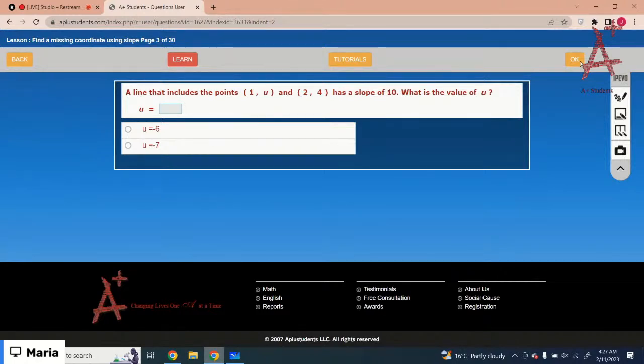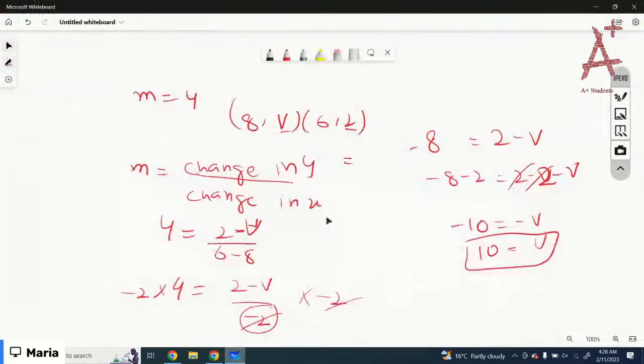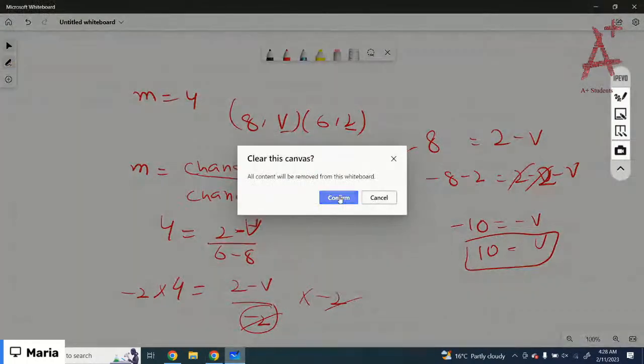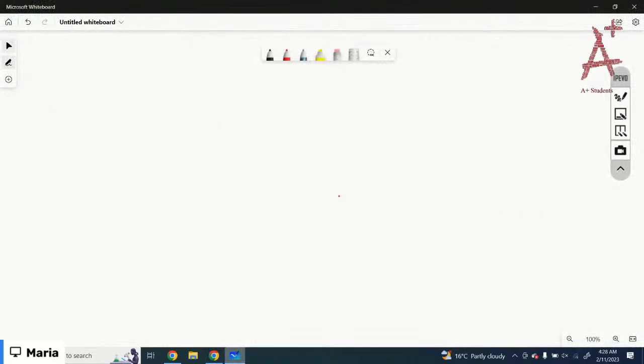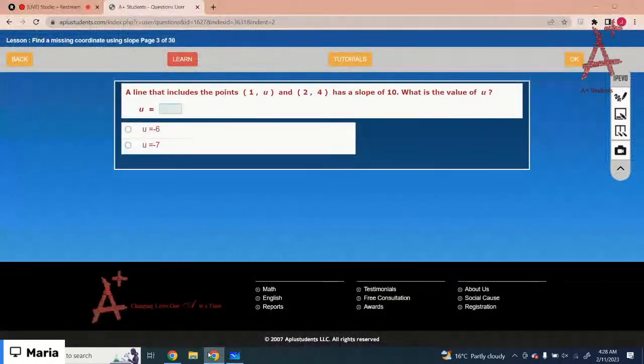A line that includes the point 1, u and 2, 4 has a slope of 10. What is the value of u? Okay, the points are 1, u and 2, 4. Okay, let me just write them down on the board. Slope is 10. The points are 1, u and 2, 4.